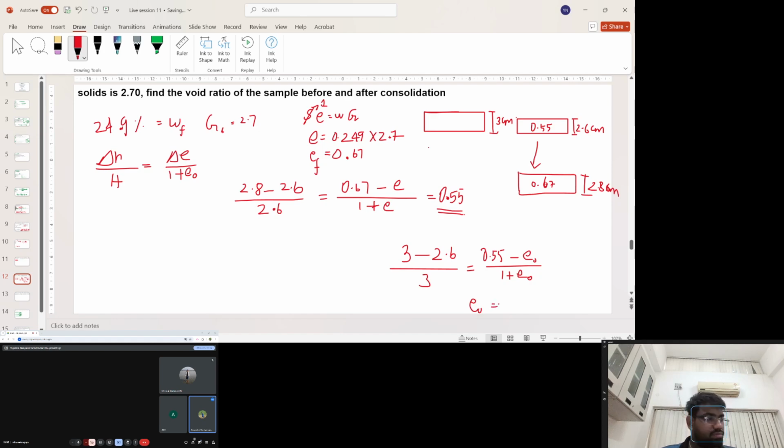e naught is 0.37. It should be higher. It should be higher. One minute.